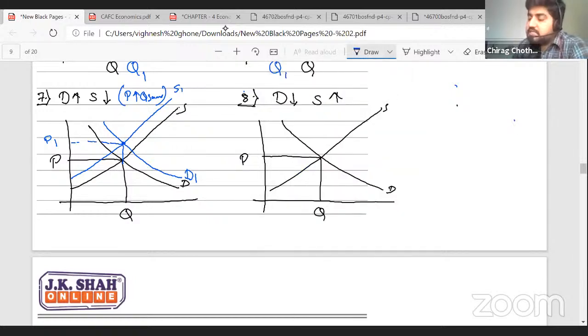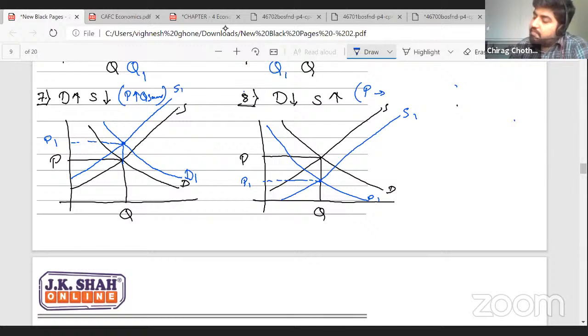Demand curve is decreasing. So decrease in demand means demand will shift towards the left. So this is my D1. And what is happening to my supply? Supply is increasing, in the same proportion. So this will be my S1. Look at the new equilibrium price and new equilibrium quantity, friends. Equilibrium price decreases, right?